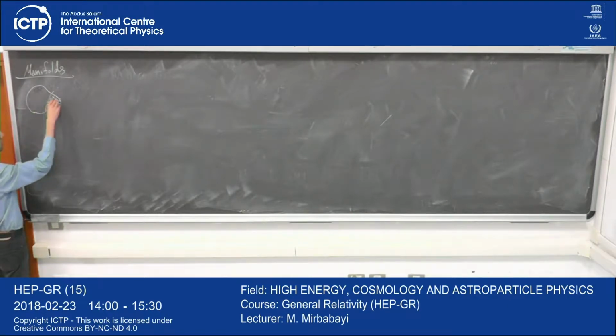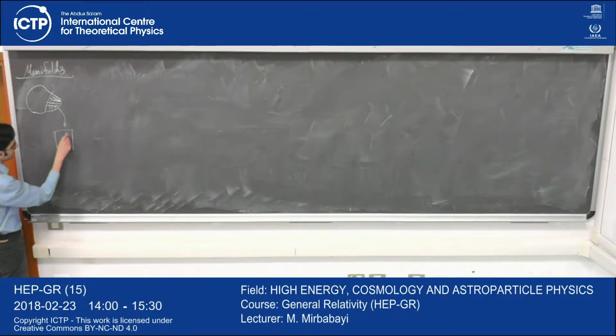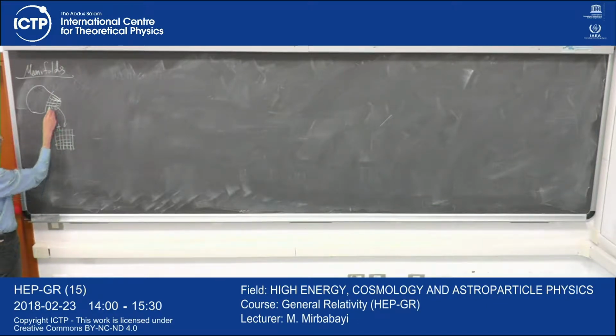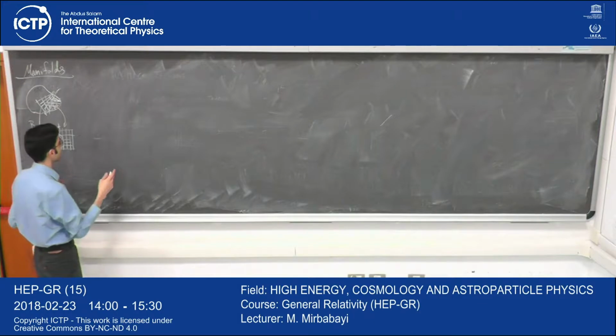The requirement is that if there are two, so let me just draw this here. There is chart A, and chart B covers another portion of this space. So if they have some overlap, if this region is overlapping between the two, they have to agree in this region.